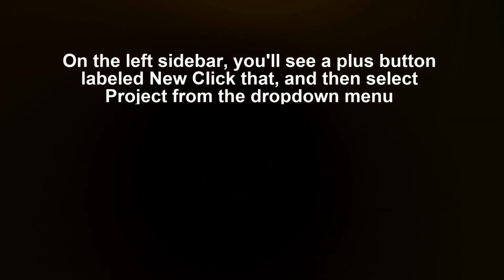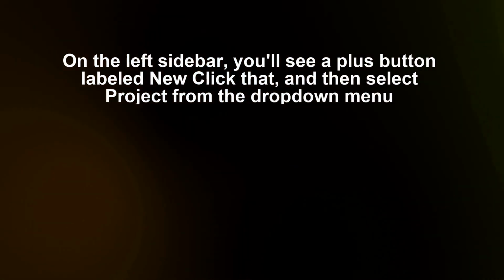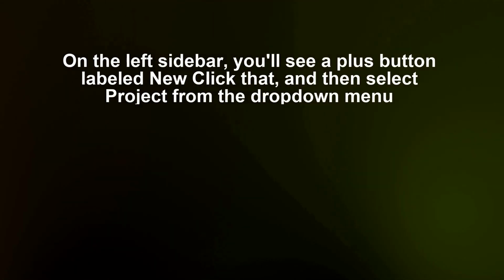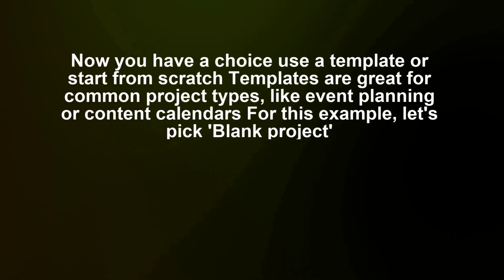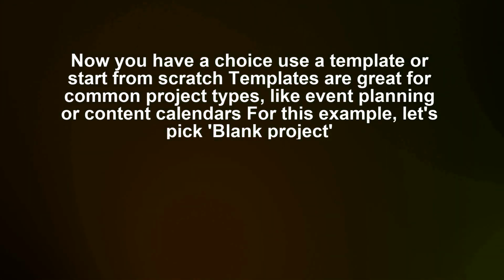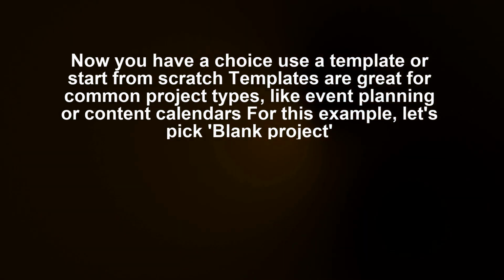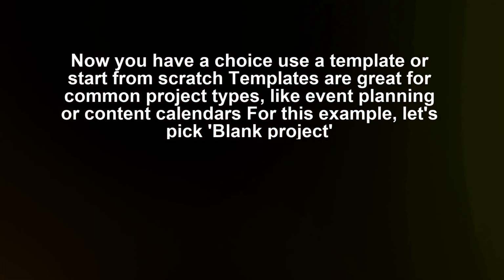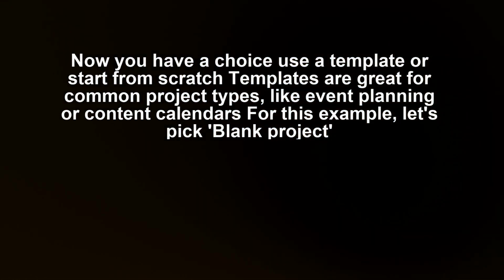On the left sidebar, you'll see a plus button labeled New. Click that, and then select Project from the drop-down menu. Now you have a choice: use a template or start from scratch. Templates are great for common project types, like event planning or content calendars. For this example, let's pick blank project.